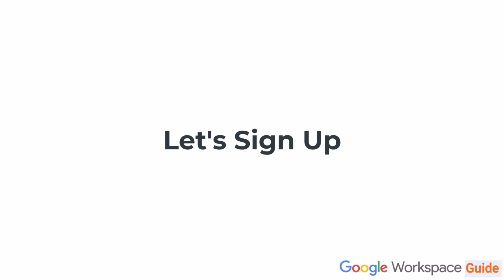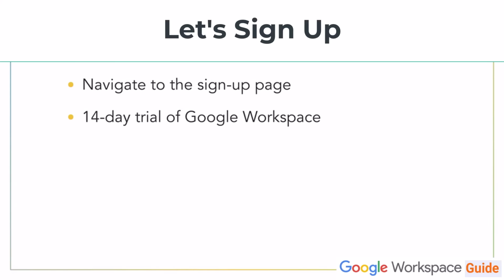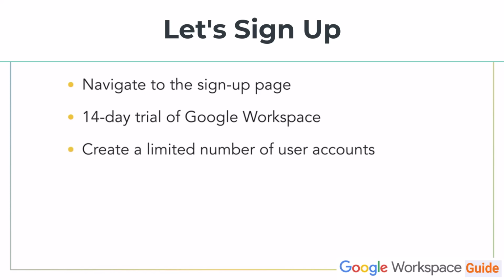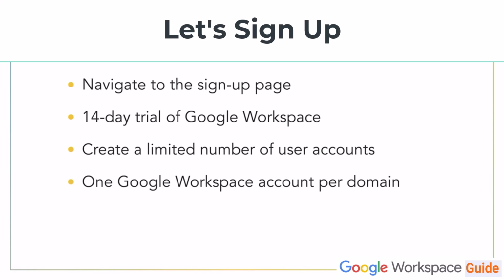To get started with Google Workspace, you'll want to start at the Sign Up page. If you aren't sure whether or not you're ready to commit for the long term, you're granted a 14-day trial period, during which you can test drive Google Workspace and create a limited number of user accounts. You can only have one Workspace account per domain, so if you already have a version of Workspace installed, you'll need to choose or purchase a different domain.